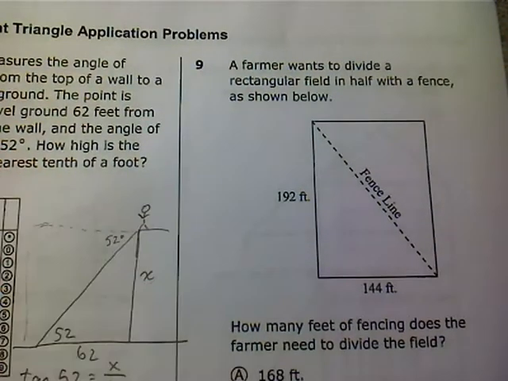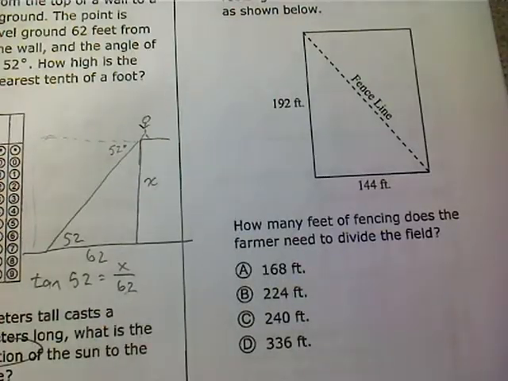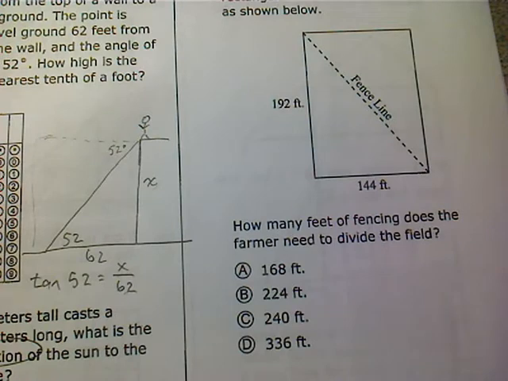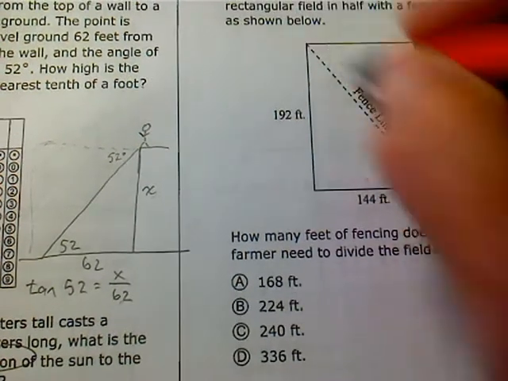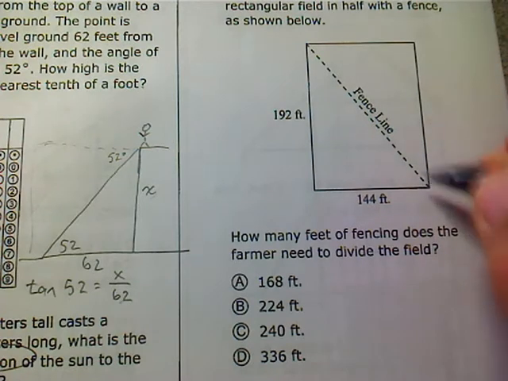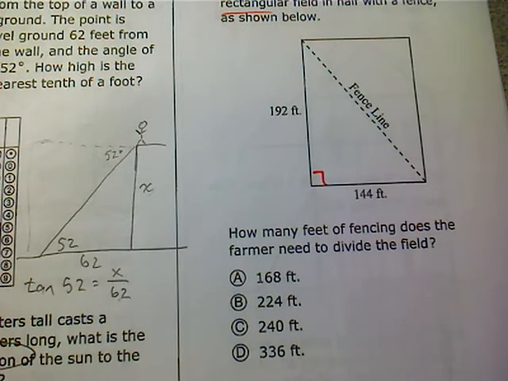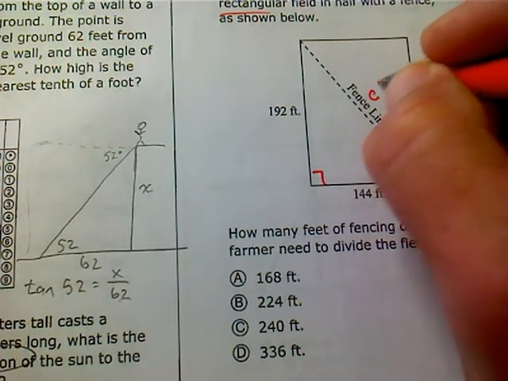Number 9, a farmer wants to divide a rectangular field in half with a fence as shown below. How many feet of fencing does he need to divide the field? So it looks like all I want is this distance right here. He's going to divide it in half. So how long is that dotted line going to be? It's a rectangle. So I know this is a right angle. Looks like Pythagorean theorem.